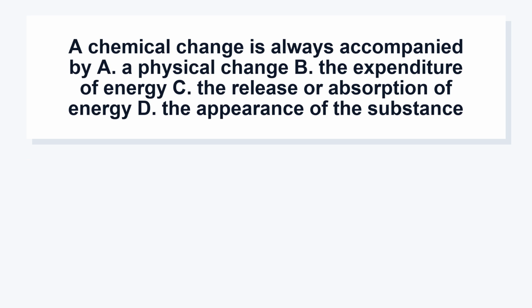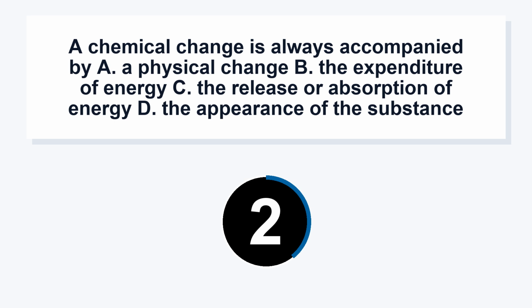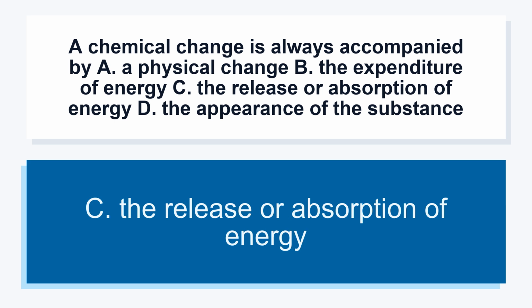A chemical change is always accompanied by A. a physical change. B. The expenditure of energy. C. The release or absorption of energy. D. The appearance of the substance. C. The release or absorption of energy.